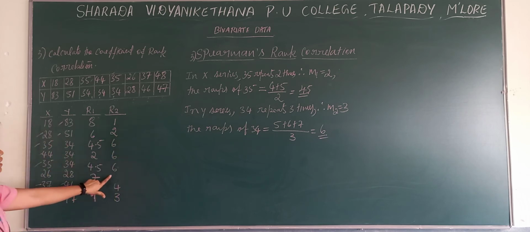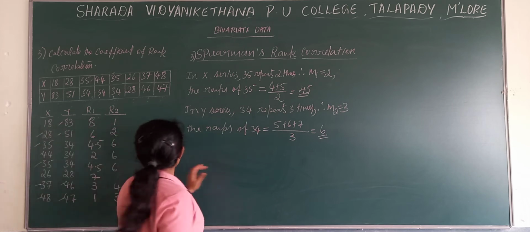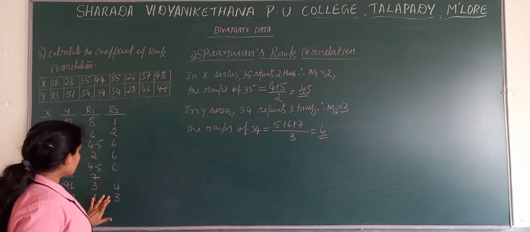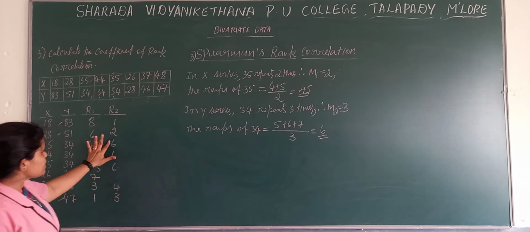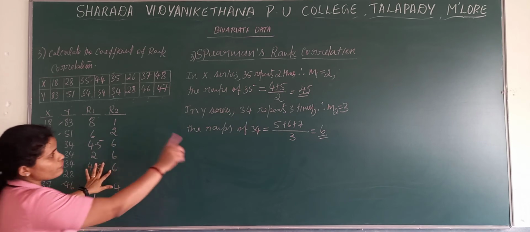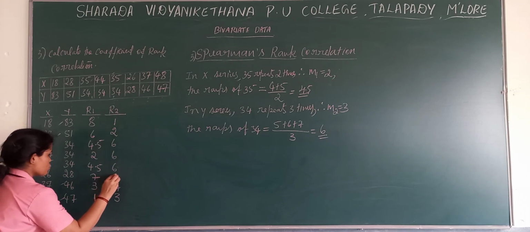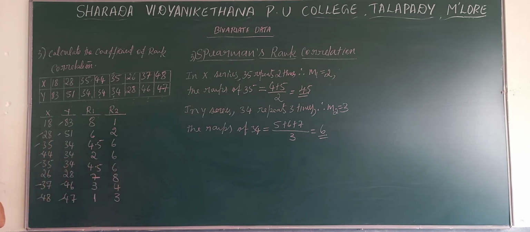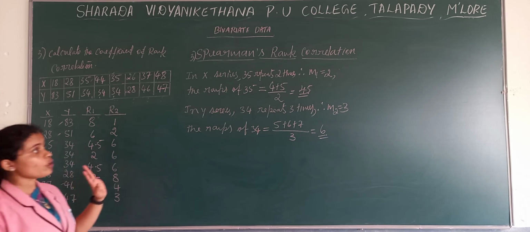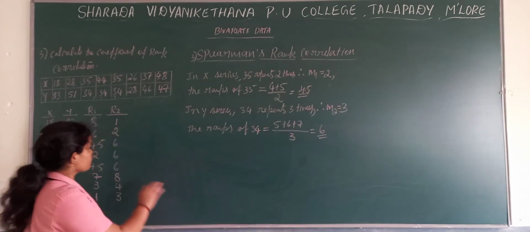Now next, 28 is remaining. First, second, third, fourth over, and fifth, sixth, seventh taken. What is remaining? 8. So 28 takes the position of 8. So we assign the rank. So this is about when ranks repeat.